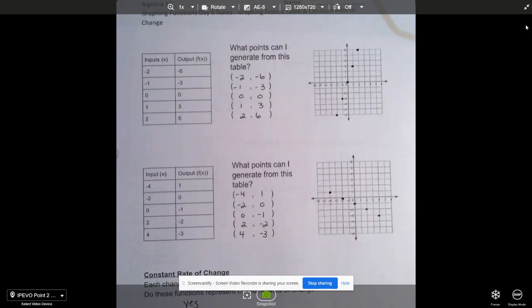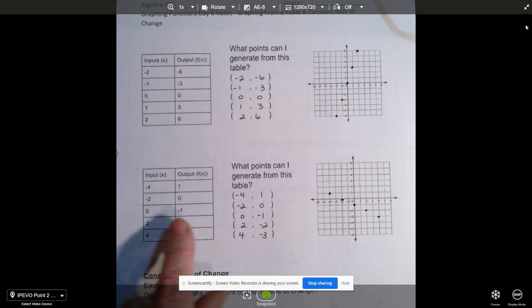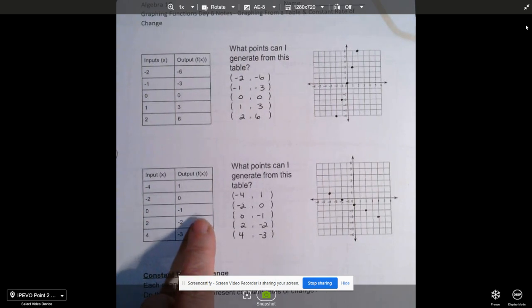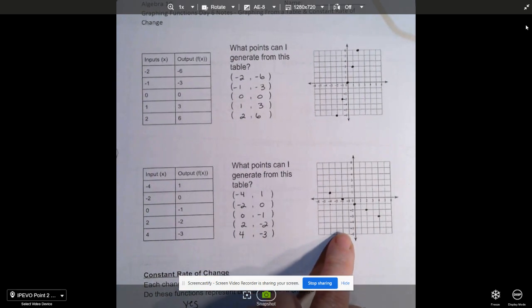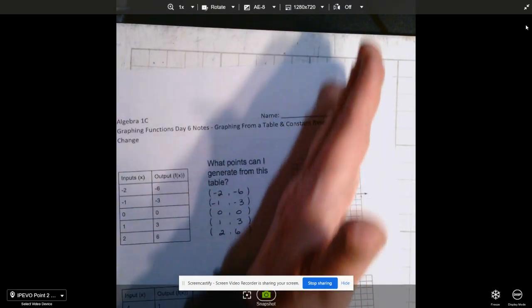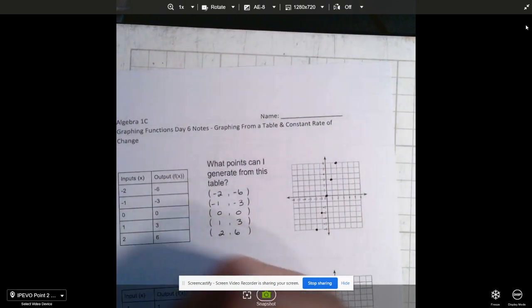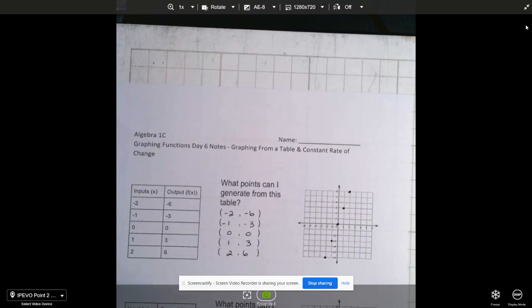All right, so same thing for this one here. This is your input, which is your X's. This is your output, which is your f of X or Y. You can get a list of ordered pairs, and then you can graph it. A constant rate of change means that you have some sort of a linear function which has a constant slope. So when I go from one point to the other, it's a constant amount.